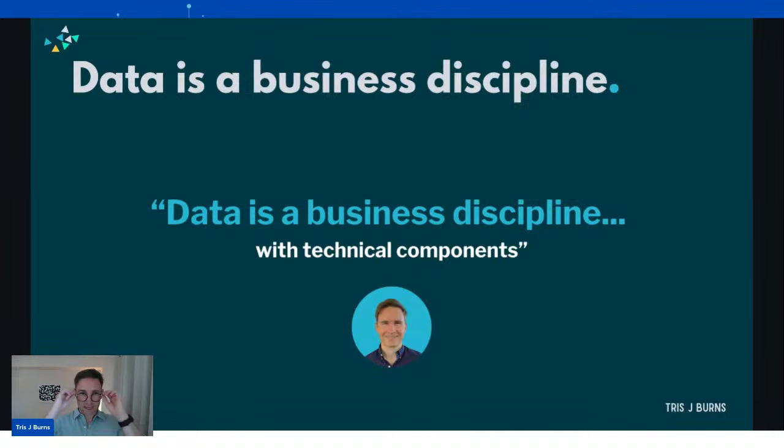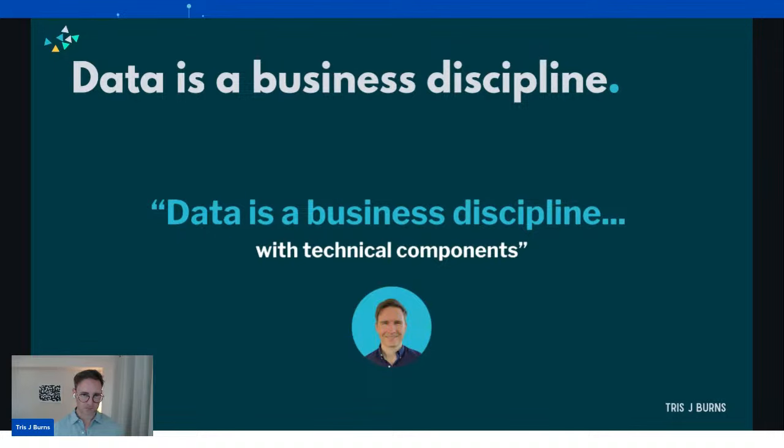Okay, starting with data is a business discipline. If you know me from LinkedIn or if you followed me there, you'll know that I say this quite often. I say that data is a business discipline, and then in a small voice, I say with technical components. I think the same is true of finance, of HR, of marketing, of design. All of those disciplines also are business disciplines, and they also use technology to get the job done.